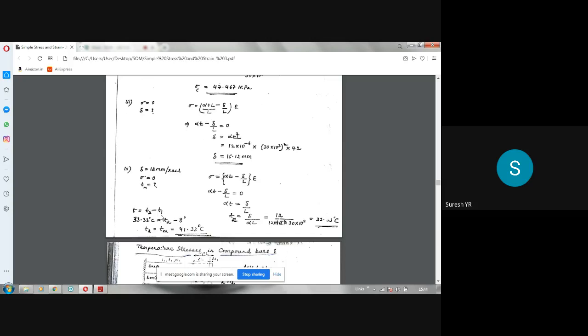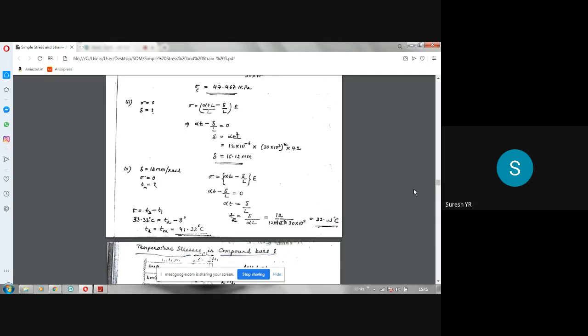So T2 minus T1 is T here, that is change in temperature. So therefore, we have this 33.33 is the value of T, change in temperature. So change in temperature is equal to final temperature T2 minus 8 degree. So therefore, T2 will be equal to 41.33 degrees centigrade. The meaning of this is, from 8 degree till 41.33 degrees centigrade, that rail can get the rise in temperature so that stresses are zero, allowing a gap of 12 mm.